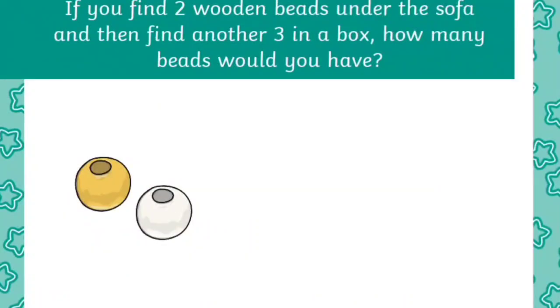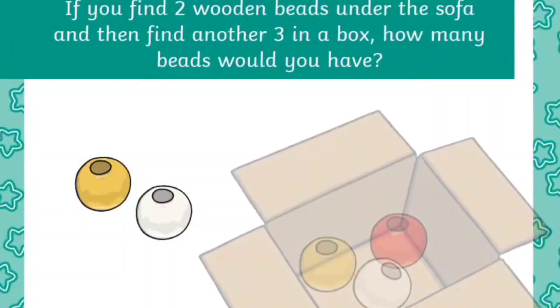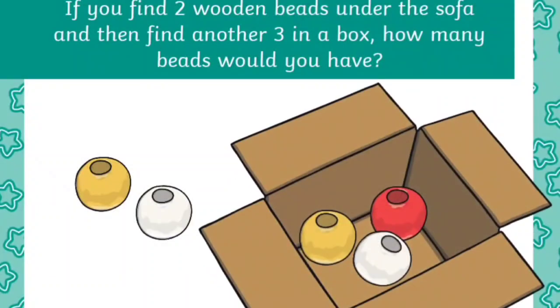If you find 2 wooden beads under the sofa and then find another 3 in a box, how many beads would you have? If we have 2 beads and then we find another 3 in a box, we will have 5 beads.